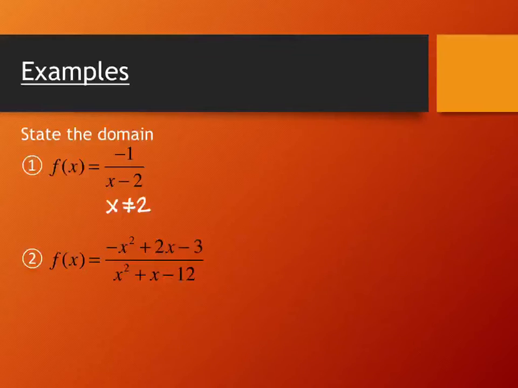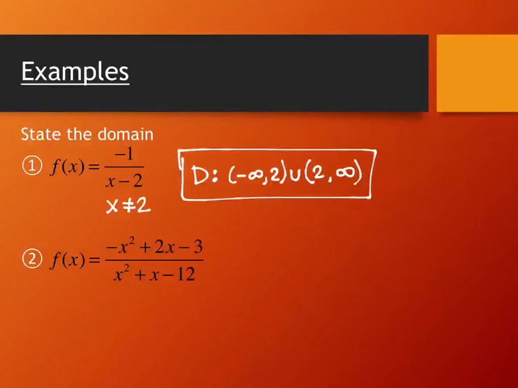If I were listing the domain in a positive way, instead of saying what it can't be, I'm saying what it can be, it would include everything from -infinity to 2, with parentheses, union from 2 to infinity. And this would be my domain. Does that make sense? You're just saying what x can be as opposed to what x cannot be.